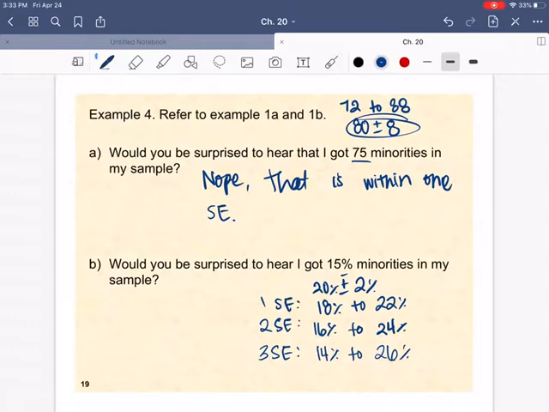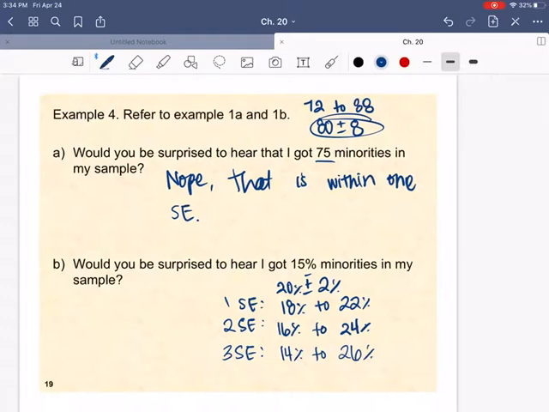So you've got a couple options here. You can say it's almost three standard errors away, so that would possibly be surprising. Or you can say it's within three standard errors, so no, I'm not surprised. Your choice on how you want to word that. Both of those are considered acceptable as long as you include the fact that it's almost three standard errors away.